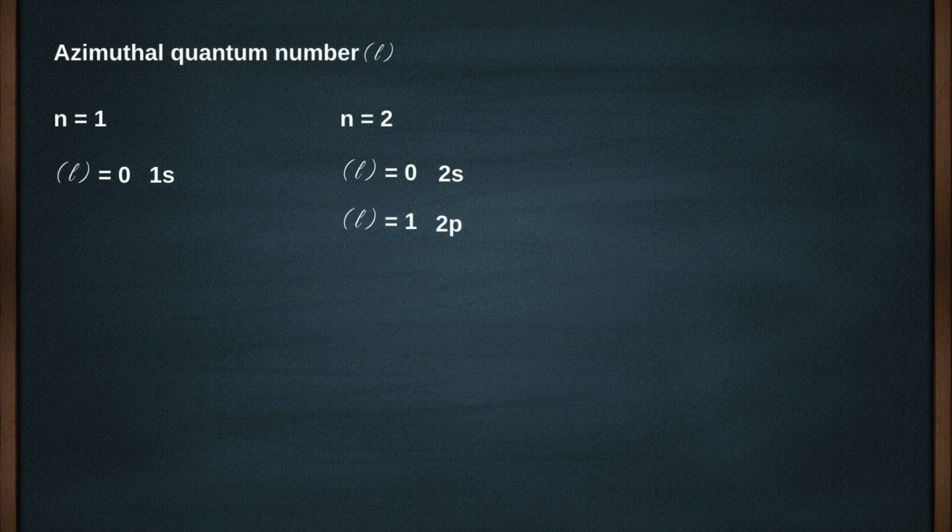When n equals 1 for the first shell, there is only a single orbital within the orbit. It is called the 1s orbital. When n equals 2, L has 2 values, indicating the presence of 2 orbitals inside the second orbit. L equals 0 for the 2s orbital, and L equals 1 for the 2p orbital. For the third orbit, n equals 3, L has 3 values. L equals 0 for the 3s orbital, L equals 1 for the 3p orbital, and L equals 2 for the 3d orbitals.